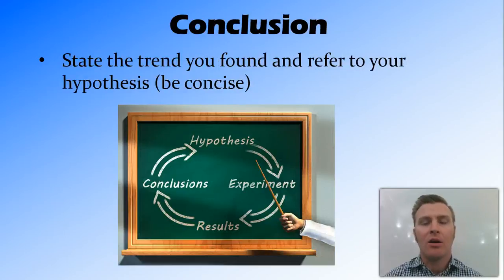The final part of the scientific report is the conclusion. Now, in the conclusion, we want to sum up our experiment as well as refer to our hypothesis and whether our hypothesis was correct or not. So for example, for my sugar experiment, I could say something along the lines of, in conclusion, my hypothesis was shown to be true. Sugar dissolves faster in hotter water.